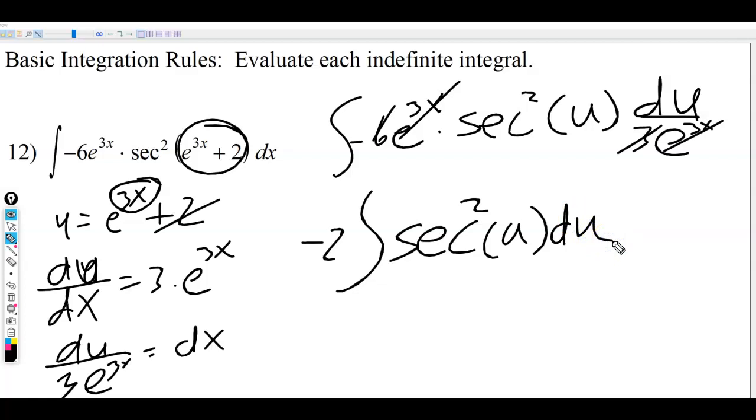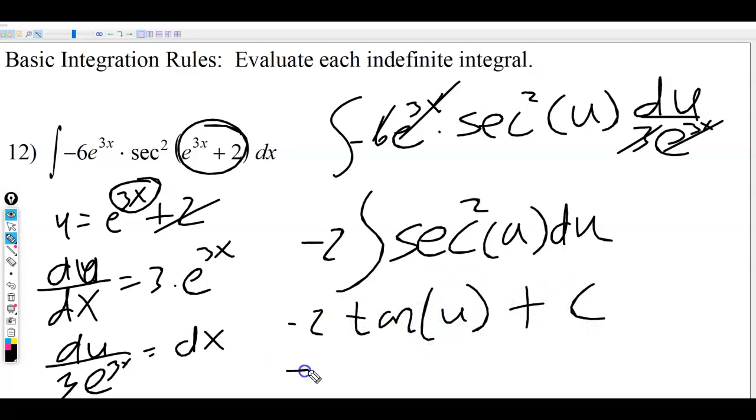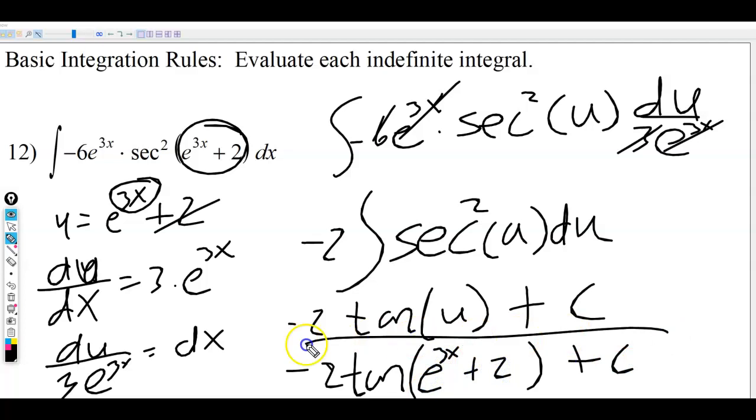All right, well, it turns out that the integral of secant squared is actually a very nice integral. It just so happens to be tangent. Don't forget c. And at the end, unless you're doing a definite integral, which we're not, you're going to go ahead and replace your u once again.